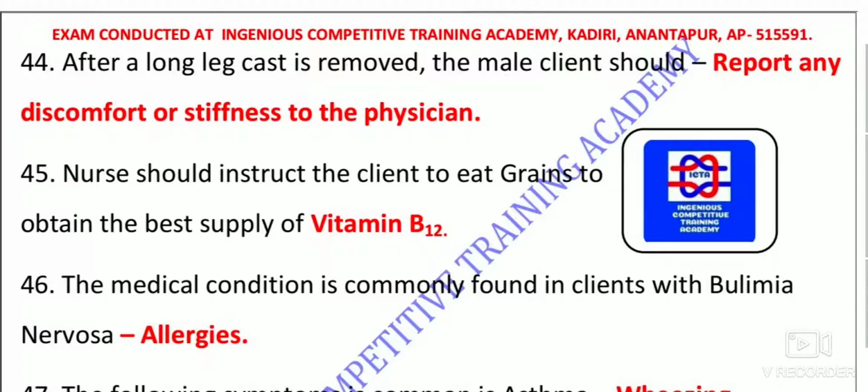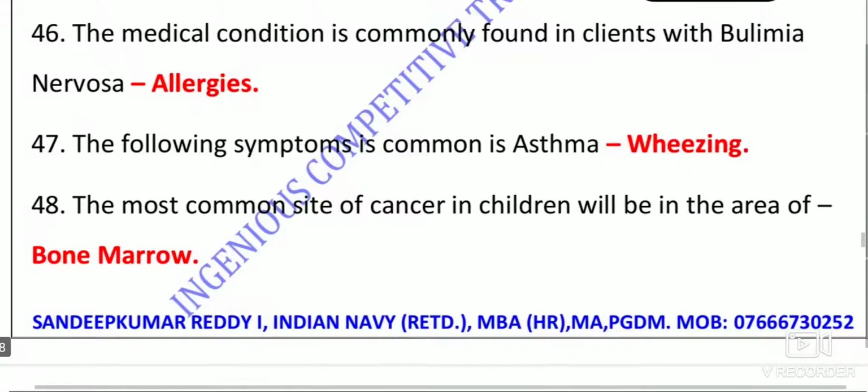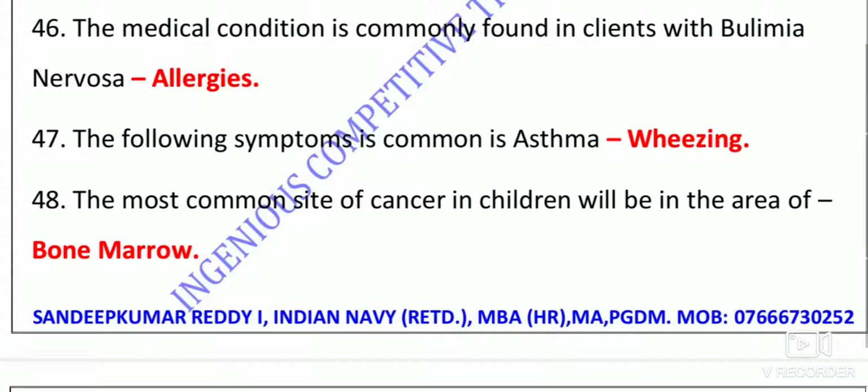The medical condition commonly found in clients with bulimia nervosa is allergies. The following symptom is common in asthma: we can see wheezing takes place during asthma.